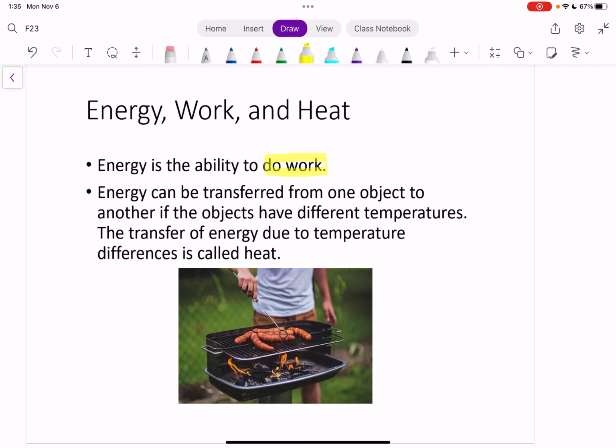Anytime you have to do any work, there's always going to be some kind of input of energy involved. Energy can also be transferred from one object to another if the objects have different temperatures. And the transfer of energy due to temperature differences is what we call heat. So this person looks like they're grilling some food, and that food, when you put it on the grill, is not cooked, and we use heat energy to heat it up and to cook it, and so we can actually eat it.